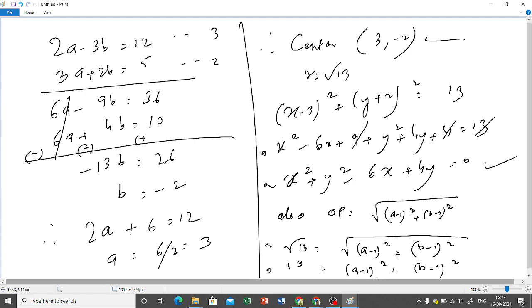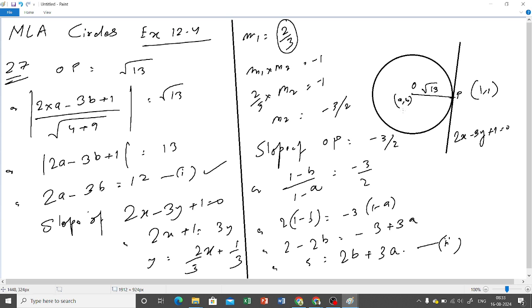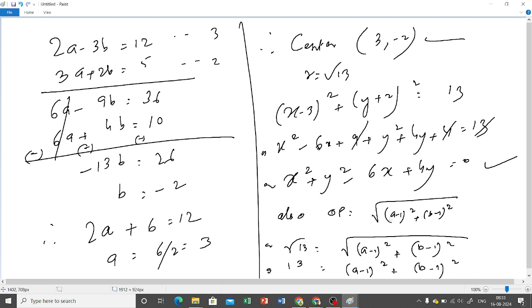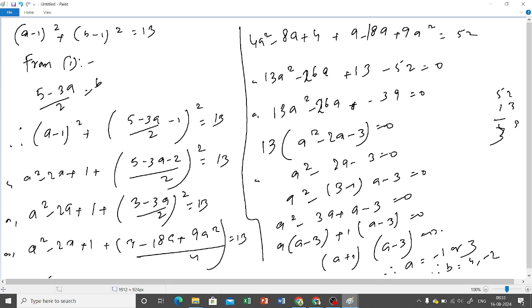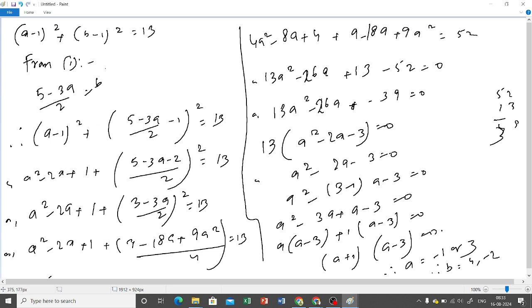Now you see, this is not the end. OP can also be represented as root over (a minus 1) whole square plus (b minus 1) whole square. Why? Distance formula, a comma b and 1 comma 1. So how can you represent OP? (x2 minus x1) whole square plus (y2 minus y1) whole square. What is OP? Root 30. Square both the sides. On squaring both the sides we get this.